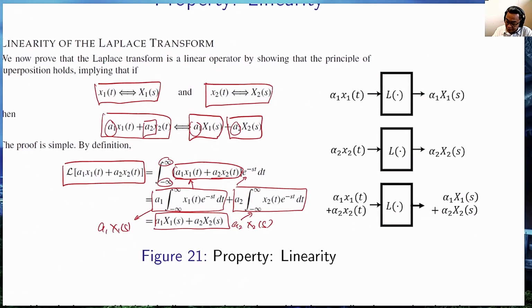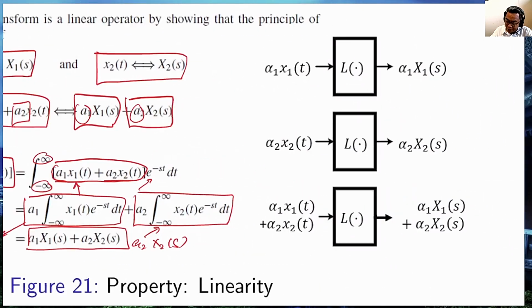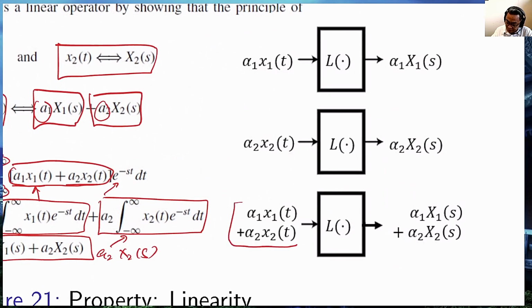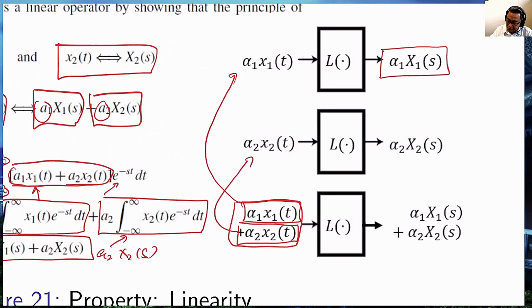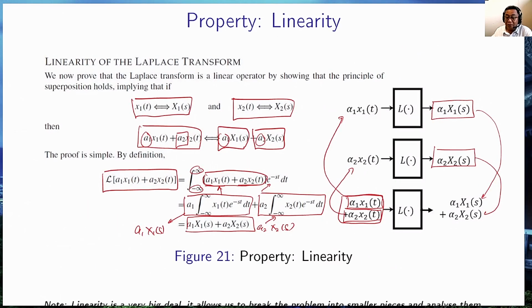Okay, so pictorially, of course, it looks like this. We have a1 x1(t) and a2 x2(t). We can do each of them individually, and we get this for each of these. Then we put it back together here again. Alright, so that's the idea of linearity.